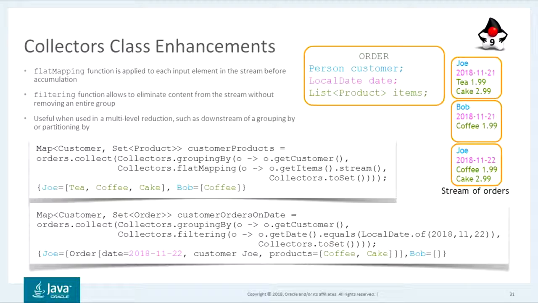Collectors. Right, let's take a look at that. Imagine you have a particular class. Let's say it's called Order. An order is ordered by a particular customer. It has a date and it has a list of products.